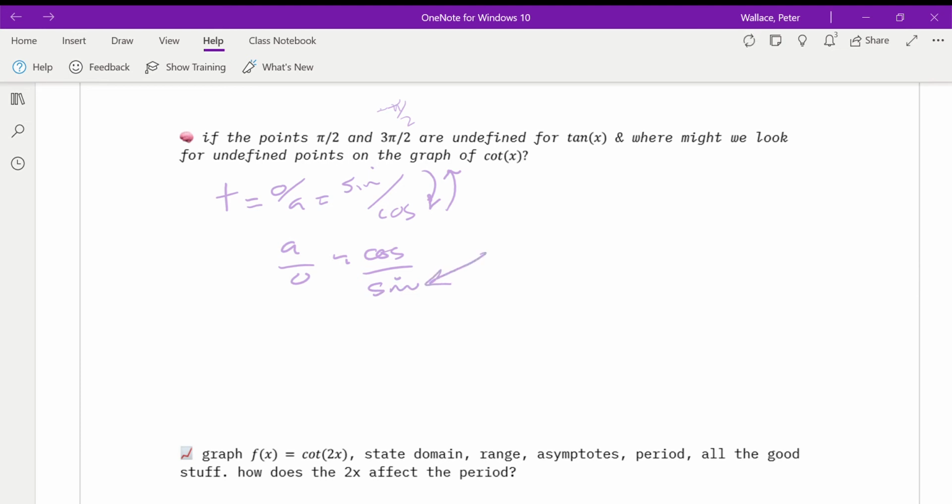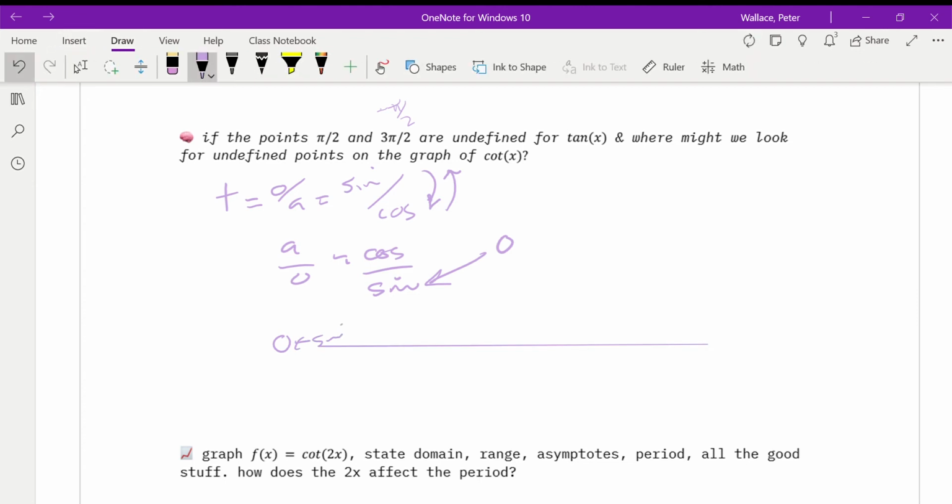So we need to find our undefined points. That's often the best place to start looking. We need to find where sine is 0. So we know that at 0, sine is 0. And at pi, sine is 0. So we know that we're going to have undefined points at 0 and at pi.